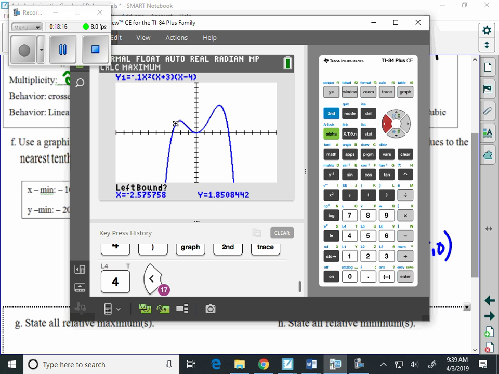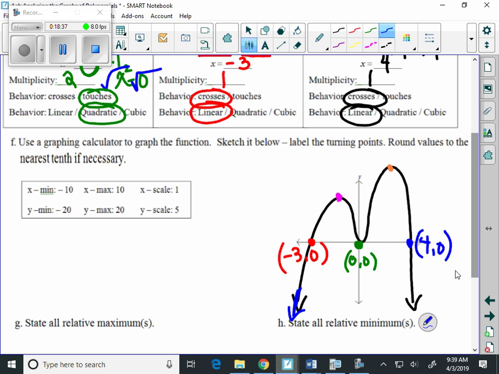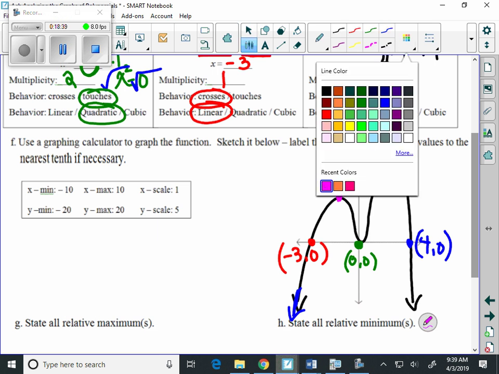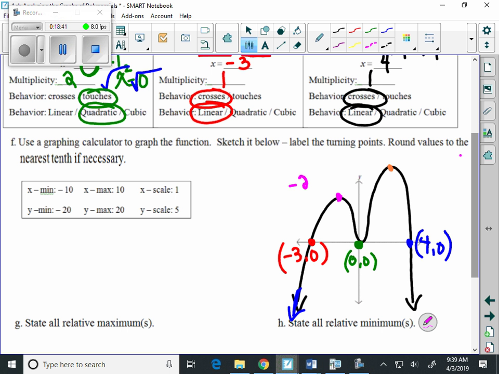So somewhere over here to the left, press enter. A little bit to the right, press enter. And then press enter one more time. And what we get, and it says in the directions round to the nearest tenth, is we get -2.1, +2.4. -2.1, 2.4.